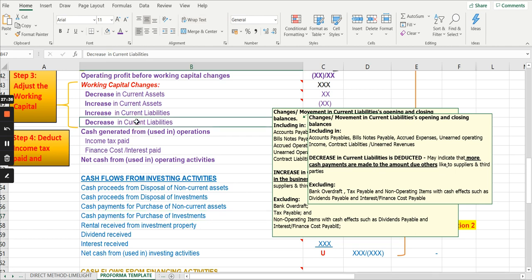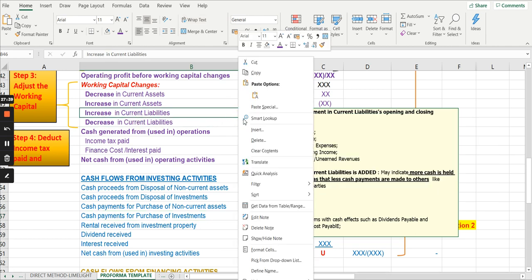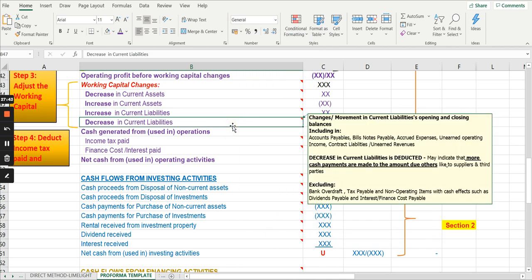If that is the case, let us look at the decrease in the liability. If there is a decrease in the current liabilities, that would indicate that more cash payments are made to the supplier. Why? Because you need to pay your supplier since your debt has gone down. So when you pay your supplier, you reduce your cash flow. When you reduce your cash flow, you need to deduct it in your working capital changes.